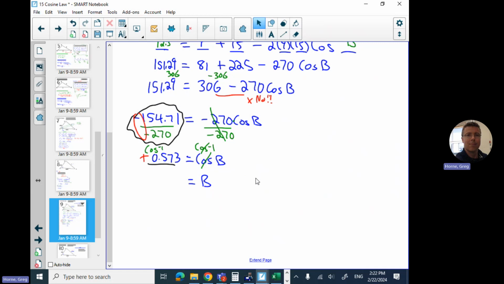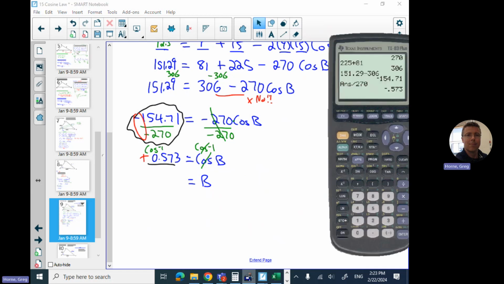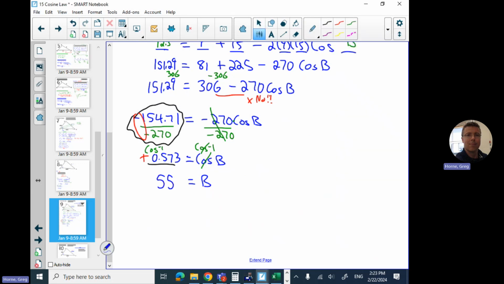Cos inverse of 0.573. So there's the 0.573 number. This is one of the only times you would need a negative button, if you wanted to do it in here, you'd have to say negative of that so it's positive. Or I could just plug it in, right? So 0.573. Cos inverse of 0.573 gives us 55 degrees. So there's the 55 degrees that we started with.